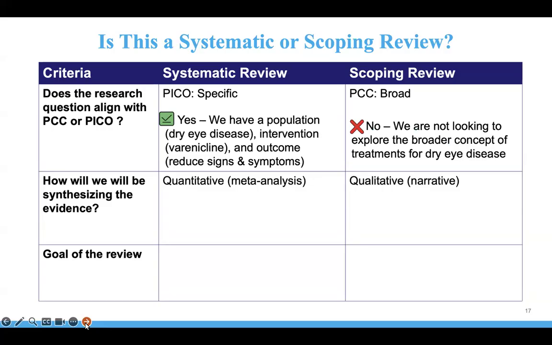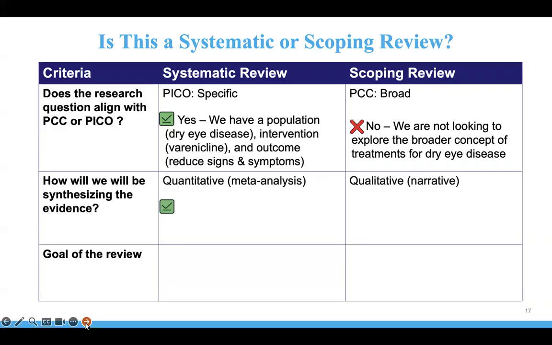If we wanted to know, for example, what the effects of varenicline is, then this would align more with a scoping review because we don't really know what those effects are necessarily. So this will fall more with PICO. If we look at our second criteria, how will we be synthesizing the evidence?